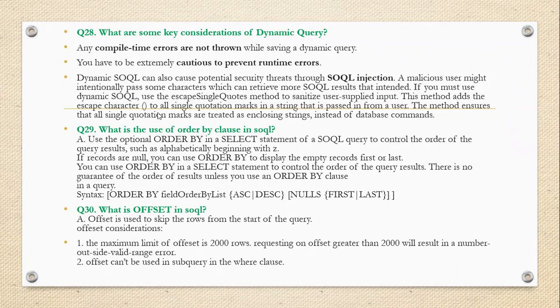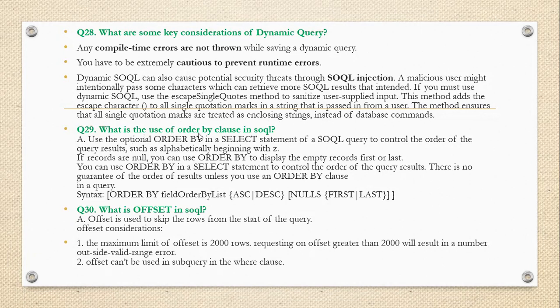This method adds escape characters to all single quotes, makes it a string, and passes it in the form of the method. It ensures that all single quotes are escaped when enclosing the string in user database commands.